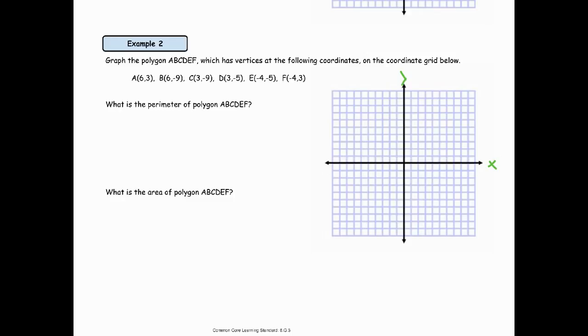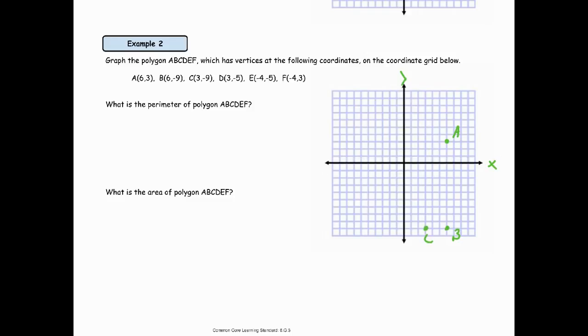Since the x-coordinate is a positive 6, we'll move to the right 6 units. And since the y-coordinate is a positive 3, we'll move up 3 units. And then label that with point A. Point B, 6, -9. So from the origin, we'll go to the right 6 units and then down 9 units. And we'll label that point B. Point C is 3, -9. So from the origin, we'll move to the right 3 units and down 9 units.